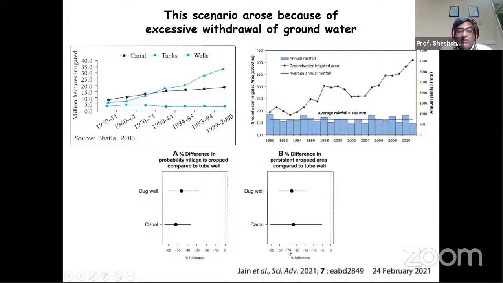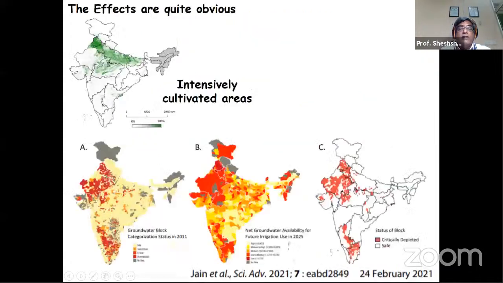And they had a very nice analysis to compare and tell the probability that people would go for getting water for irrigation from bore wells or tube wells when compared to any of the other sources. You can see that the probability is deviating away from the others, suggesting that they prefer to use the wells, and then the tube wells and groundwater, for irrigation. And even the persistence of the crop area is away from the tube well, suggesting that the tube well is the one way to go forward in agriculture.